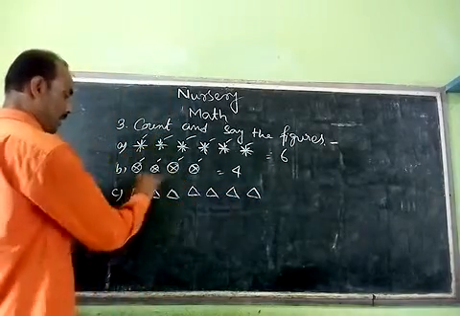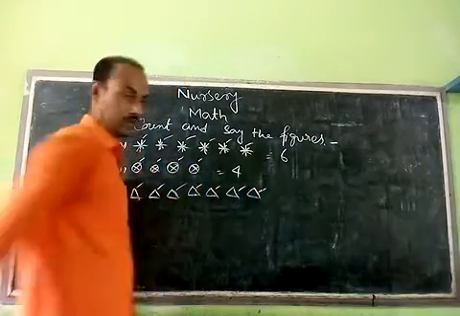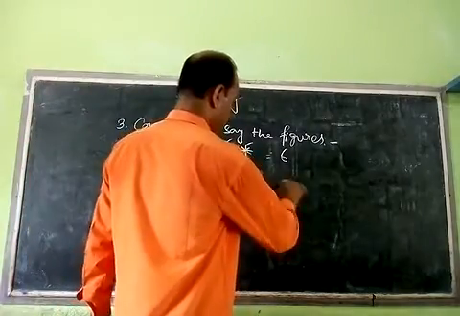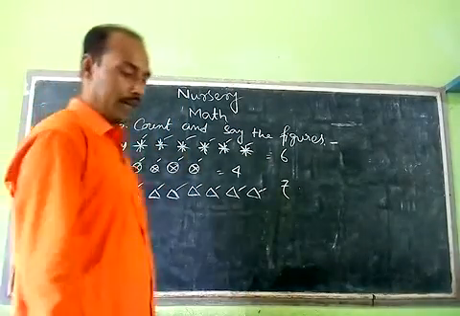How many figures are there? 1, 2, 3, 4, 5, 6, 7. There are 7 figures. Okay?